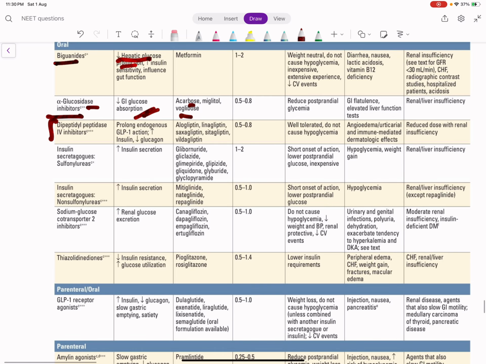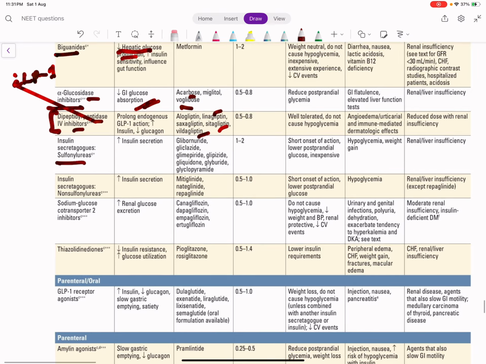Now what about dipeptidyl peptidase inhibitors? We discussed GLP-1 analogs. Dipeptidyl peptidases are proteins which break down GLP-1. So when we inhibit dipeptidyl peptidase, GLP-1 will increase, right? So incretin will increase. Our famous gliptins, vildagliptin, sitagliptin, linagliptin are dipeptidyl peptidase inhibitors. Hence they inhibit the destruction of GLP-1 and it increases GLP-1.